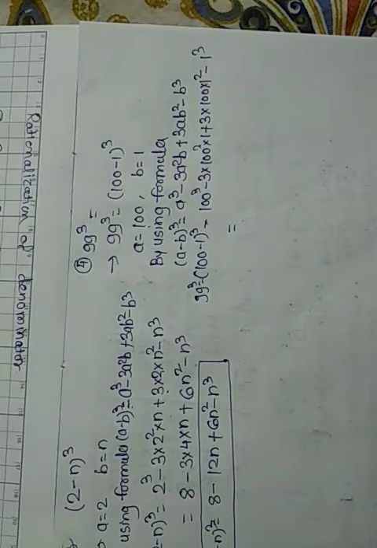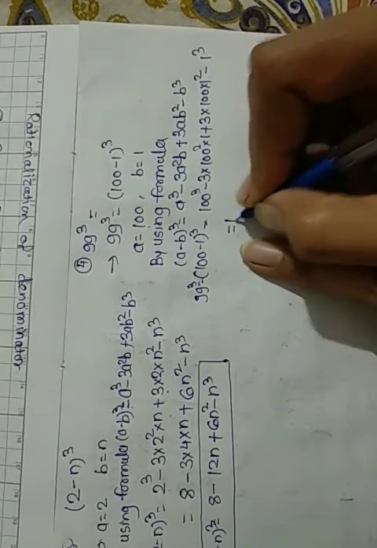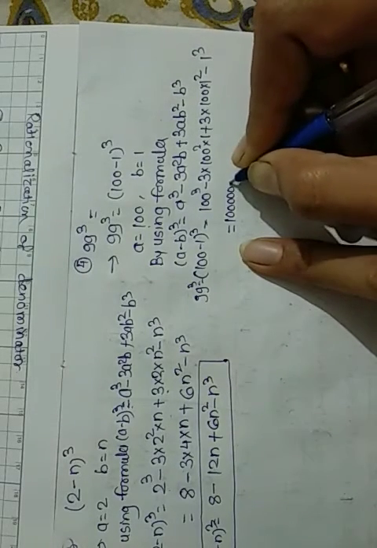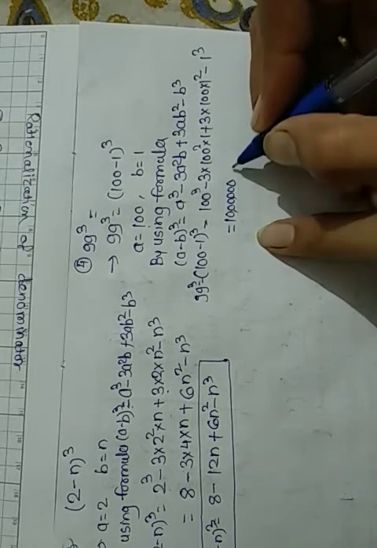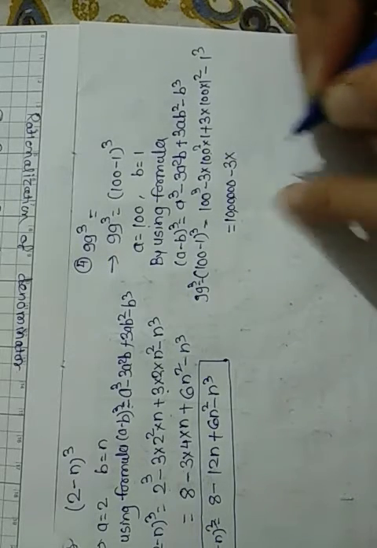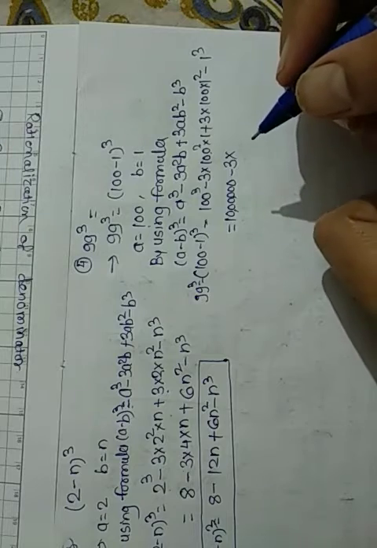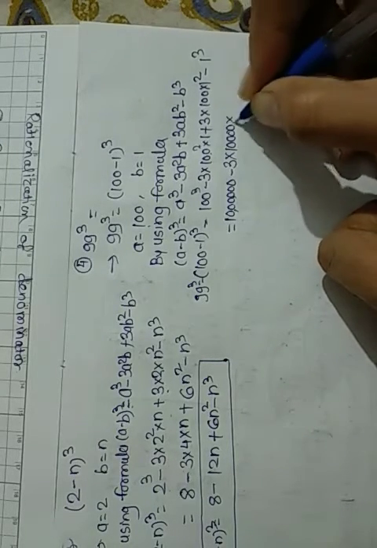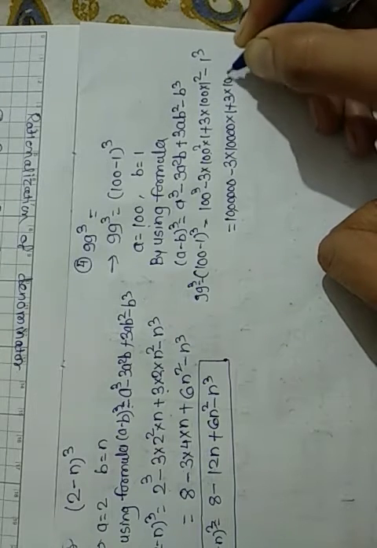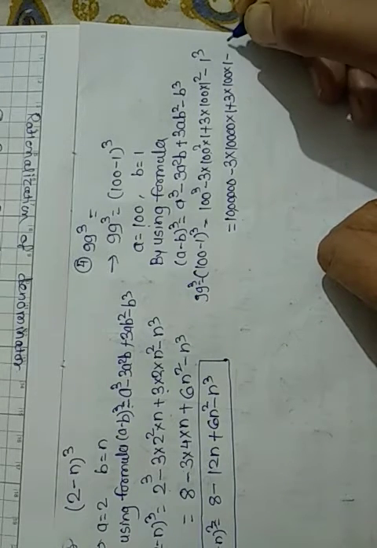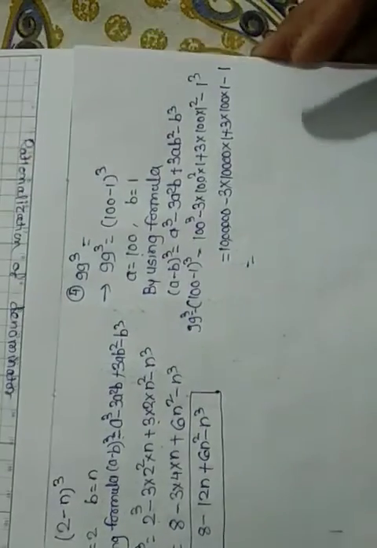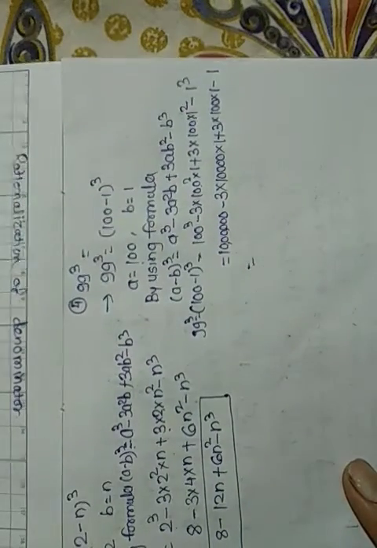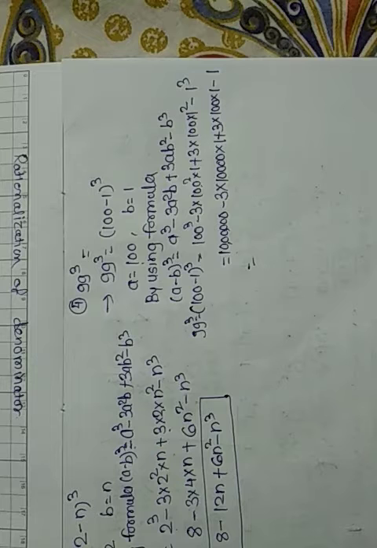Here the cube of 100 is 10 lakh. Minus 3 into square of 100. Square of 100 is 10,000, into 1, plus 3 into 100 into 1, minus cube of 1 is 1. Now multiply this.